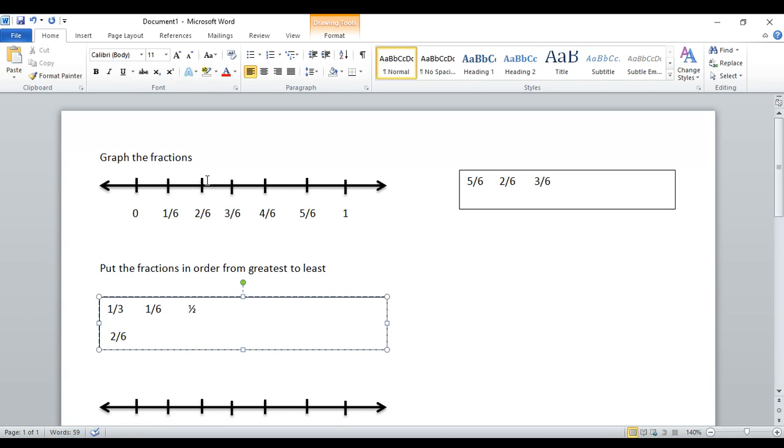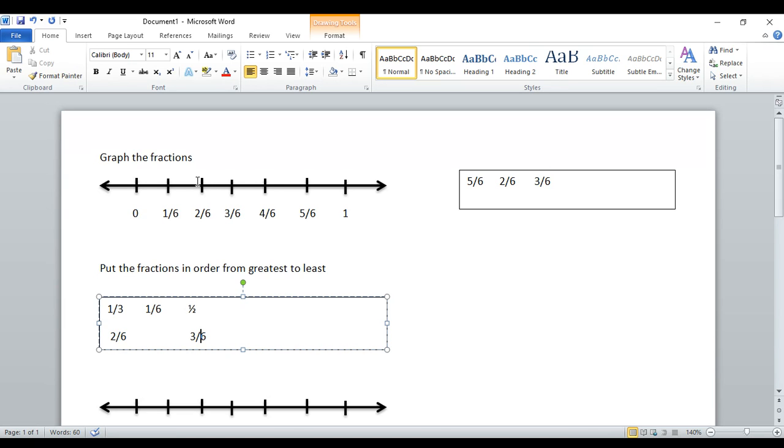So I would go up here and put a dot right there, and then this 1/6 we're going to put right there, and then this 1/2. What is equivalent to 1/2 up there? Well, let's see. Let's come over here and we'll say, what did I multiply 2 times to get 6? Well, I multiplied it by 3. So then I have to multiply that top number times 3, and 1 times 3 is 3. So 3/6. So 1/2 is equal to 3/6.